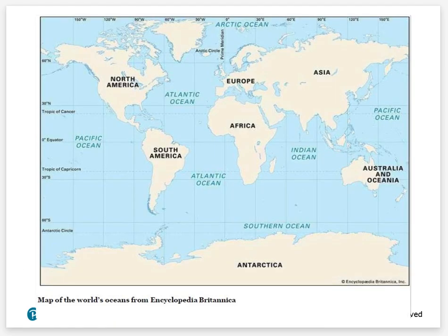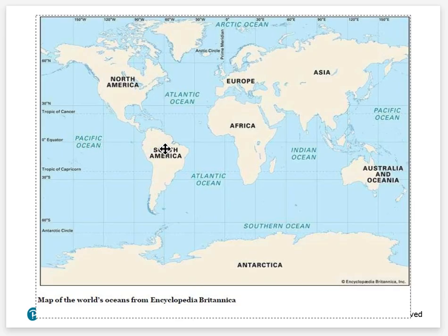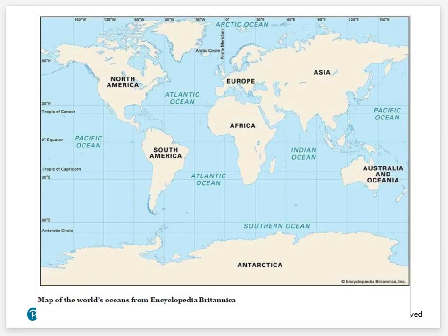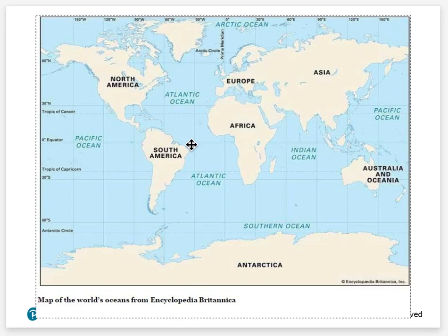And we can see that here with the map of the world's oceans, and again, the equator separates the Northern Hemisphere from the Southern Hemisphere, so that is why they have that name attached to both of them, the Oceanic Hemisphere and the Land Hemisphere.